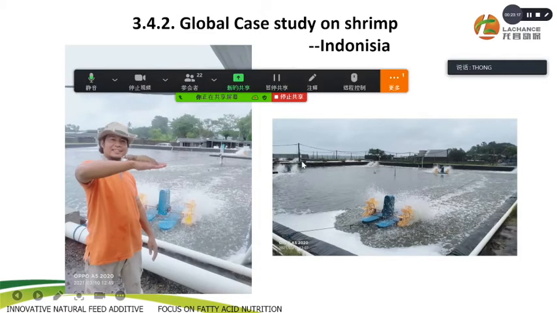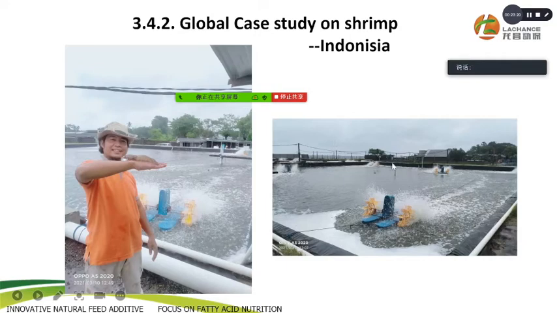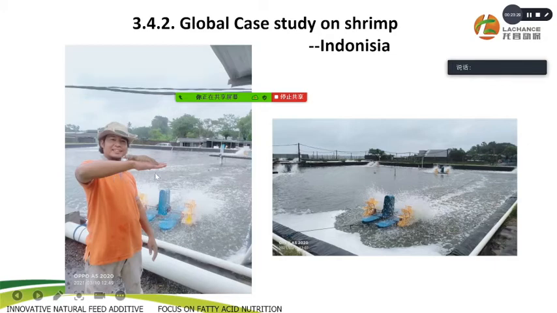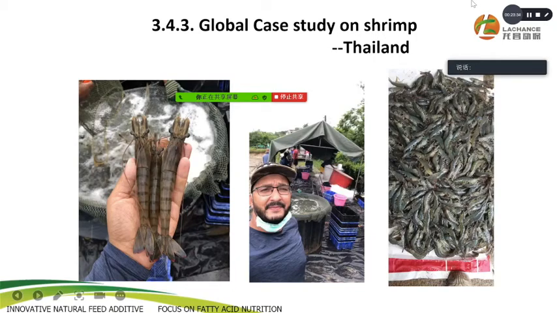Okay, this is from Indonesia. Also similar, they use the mud pond land with HDPE, with a similar result. Okay, the happy boss and the healthy shrimp. And this is from Thailand. Of course, we have many, many others, but the time is limited. I just shared these three global cases, hopefully they can help our farmers. So this is from Thailand.